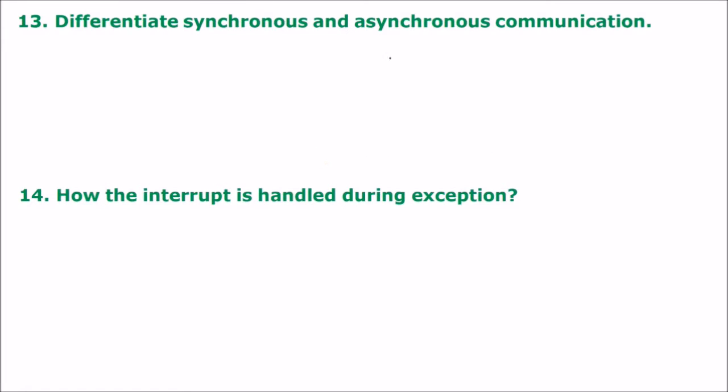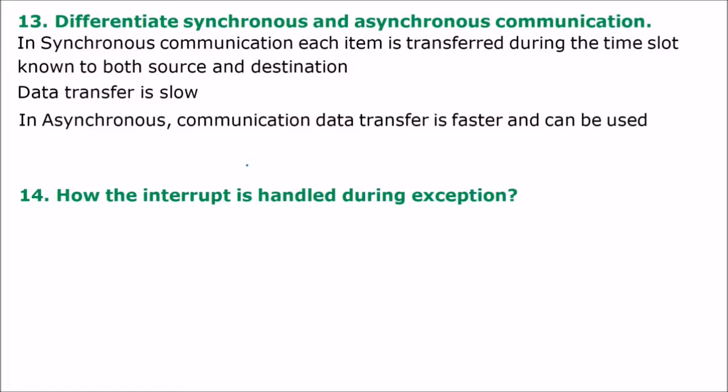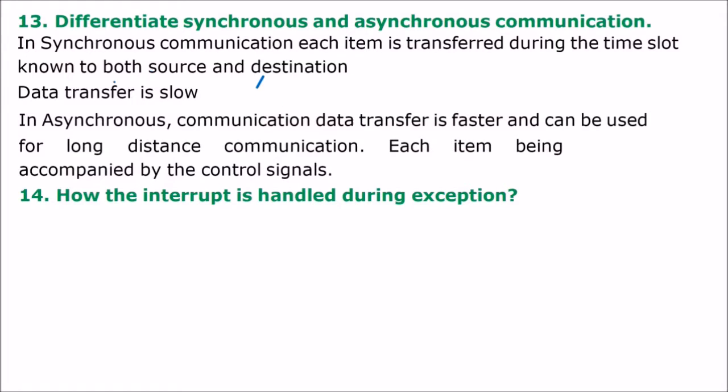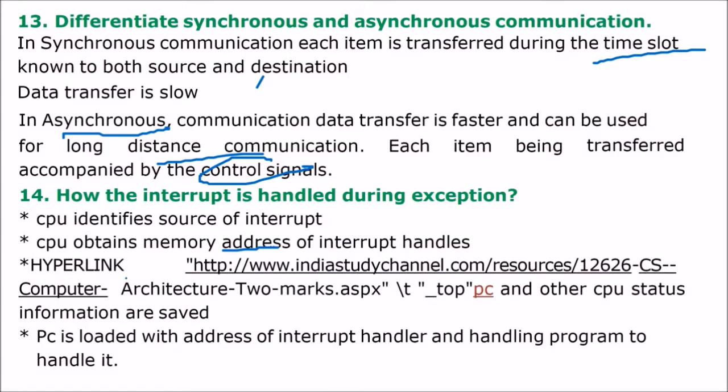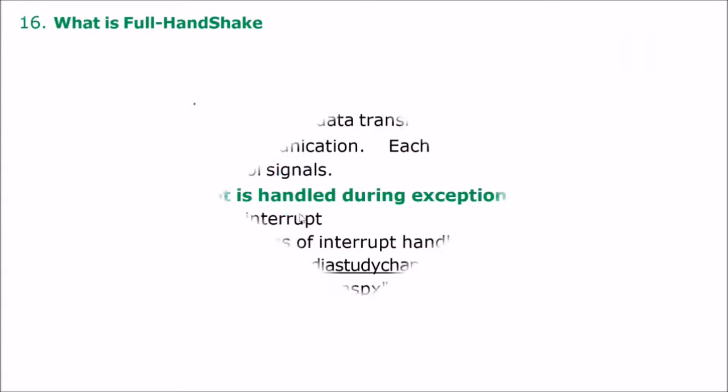Differentiate synchronous and asynchronous. We have already seen this, but we'll show it again because it is an important question. Synchronous communication has a time slot. Asynchronous has no time slot, it is just random, controlled by the control signals. How is the interrupt handled during an exception? The CPU first identifies the source of the interrupt. Then the CPU obtains the memory address of the interrupt handler. Then the PC is loaded with the address of the interrupt handler, and the handling program is called to handle this.